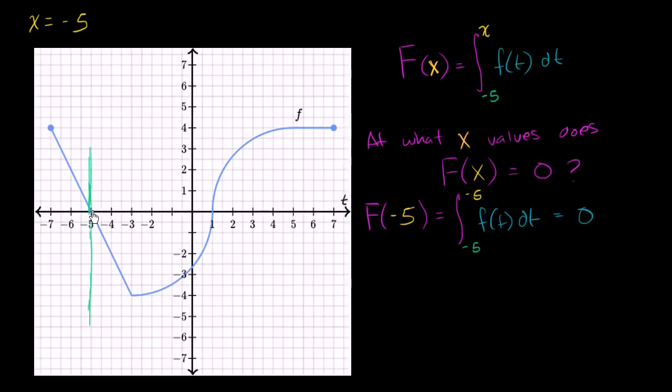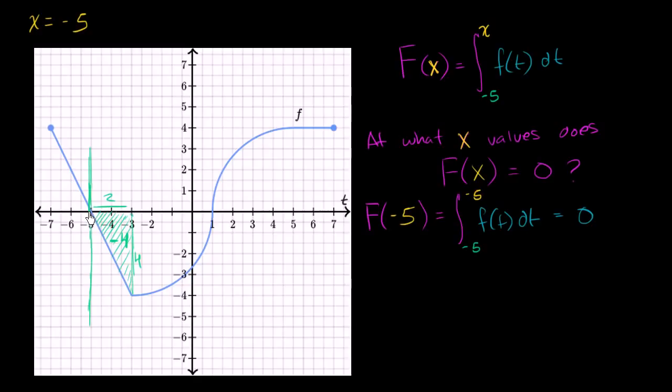Now as x gets larger and larger, when x is equal to negative 3, our area, this area right over here, going from negative 5 to negative 3 is 2, so this distance right over here is 2. This height right over here is 4. So this area right over here is 2 times 4 times 1/2, which is going to be 4. And since it's above the function and below the t-axis, we'll write that as a negative 4.